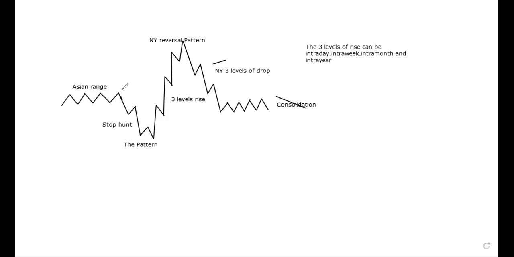Why? Because ICT will tell you that the stop on phase should be two standard deviations of the Asian range. That is, it should be two times the Asian range, calculated from the initial high of the day to the initial low of the day. So twice this Asian range should be your stop on. You get what I'm saying?